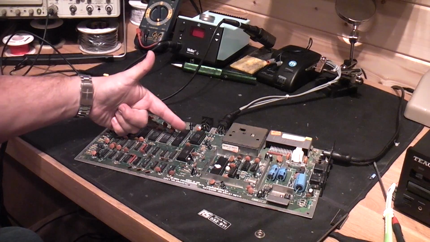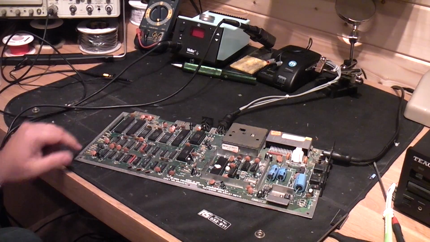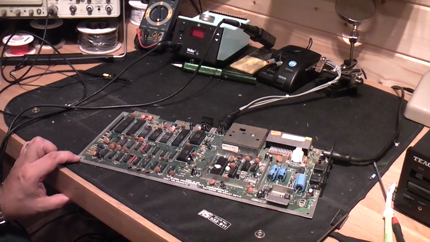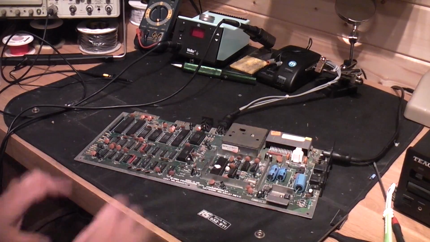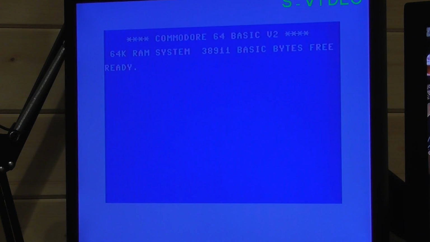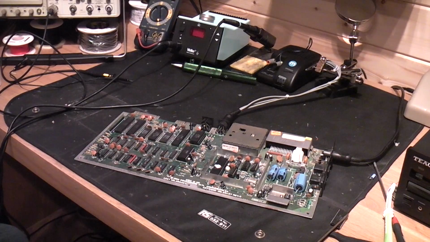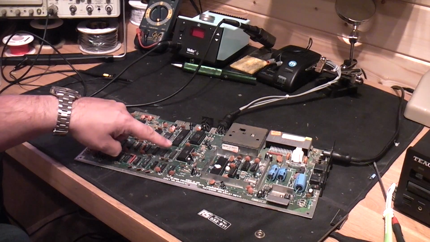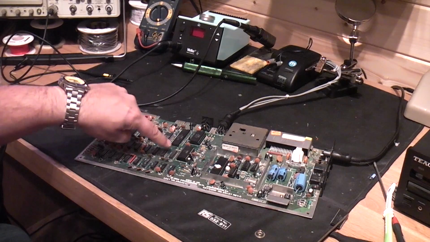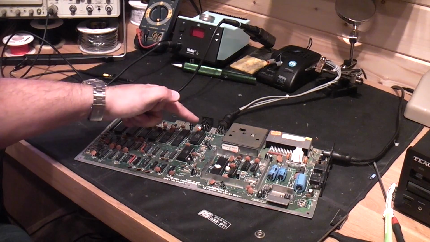Okay, must have fit into the socket there. Here we have our 64 with the newly fitted PLA, which is good news. It's a moment of truth. Let's turn it on and see what happens. There we are. As you can see there, you've got your Commodore 64 Basic, all nice with no rainbow colours. So in this instance, there's nothing wrong with the logic that goes around it. Nothing wrong with the 2.14. It's actually the PLA.